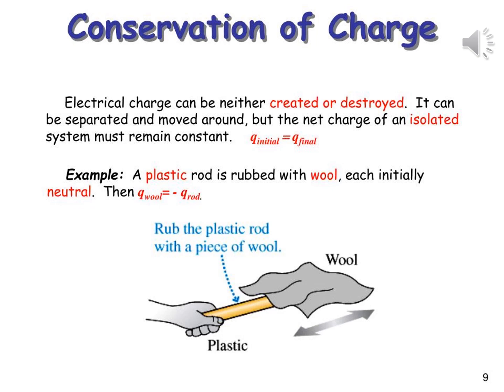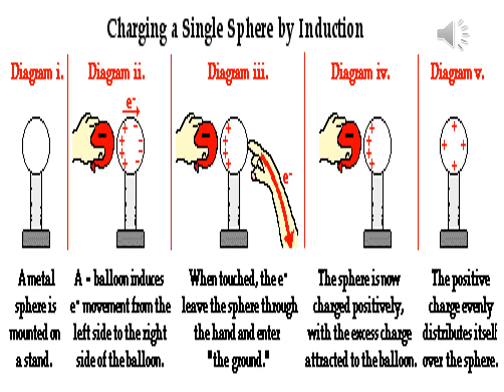This diagram explains rubbing the plastic rod with a piece of wool. Another example is when we rub a comb through the oil in our hair and then bring it near a piece of paper; the comb produces an electrostatic force. The diagram explains charging a single sphere by induction.